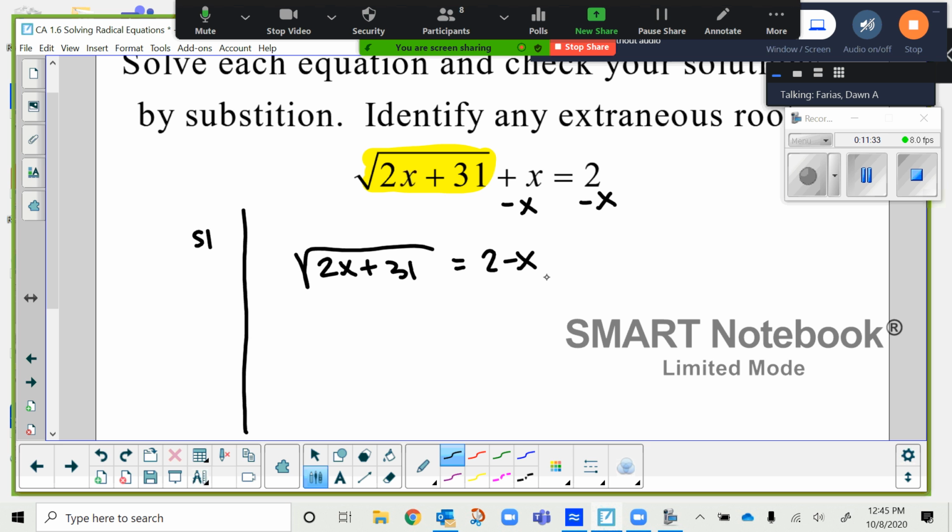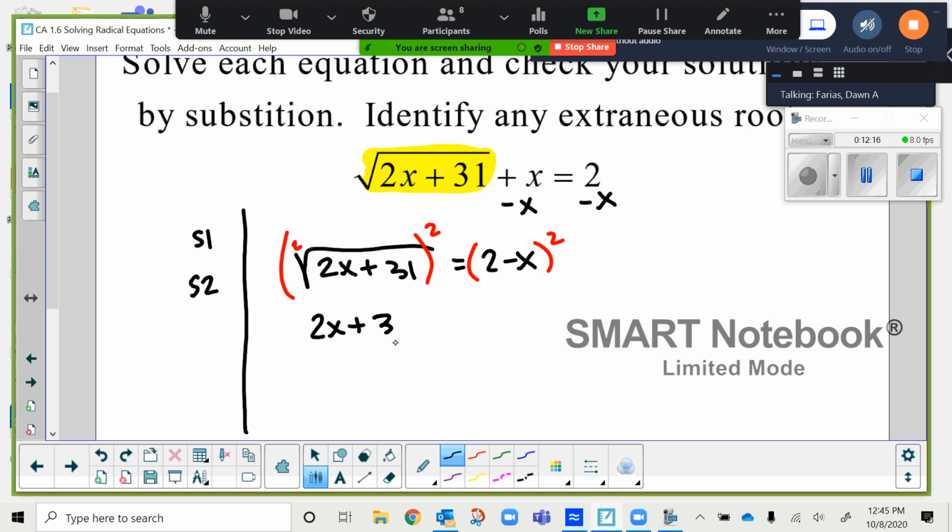And step 2 is raise it to whatever power you need to get rid of the radical. What power do I need to get rid of this radical? 2, perfect. This is a square root. When no number is written, it's understood to be 2, a square root. And so to undo a square root, you raise it to the second power, and you have to do that to both sides of your equation. And so what happens on the left is the power cancels out the root, leaving you just what's inside.